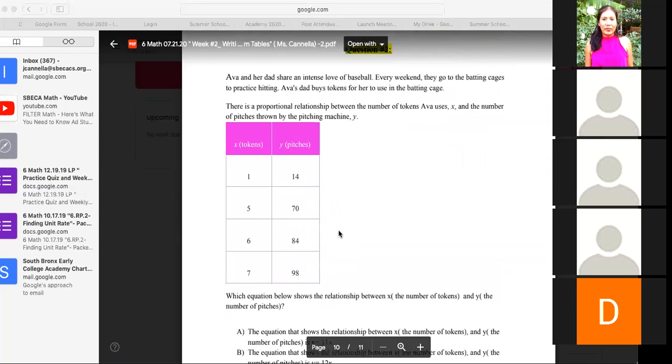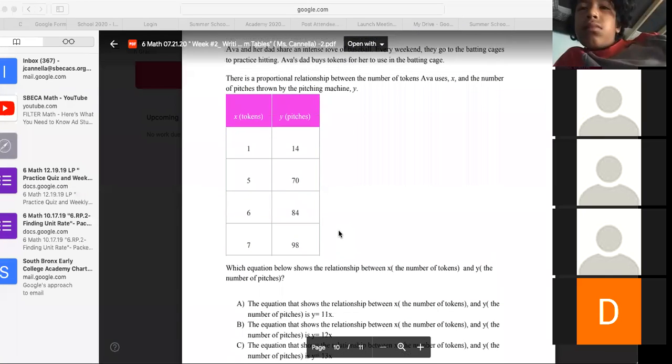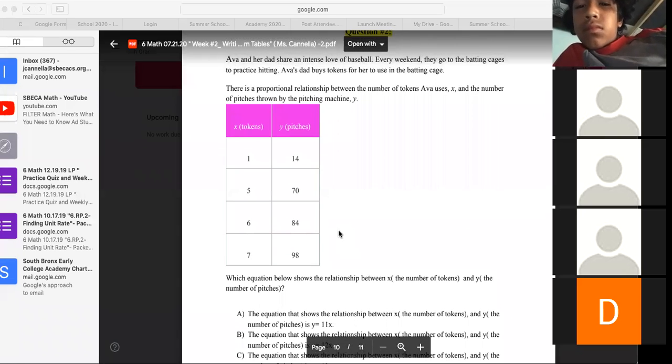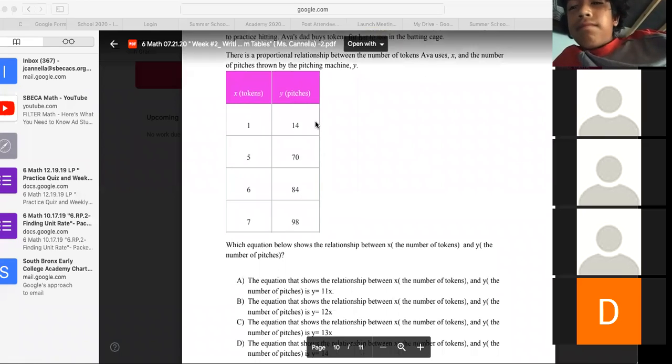All right, problem 2. The same concept. Eric, Ava and her dad share an intense love of baseball. Every weekend they go to the batting cages to practice hitting. Ava's dad buys tokens for her to use in the batting cage. There is a proportional relationship between the number of tokens Ava uses, X tokens, and the number of pitches thrown by the pitching machine, Y. Which equation shows the relationship?